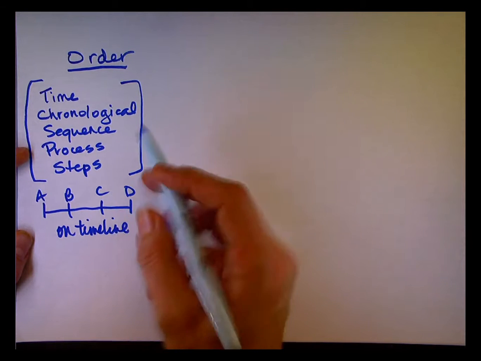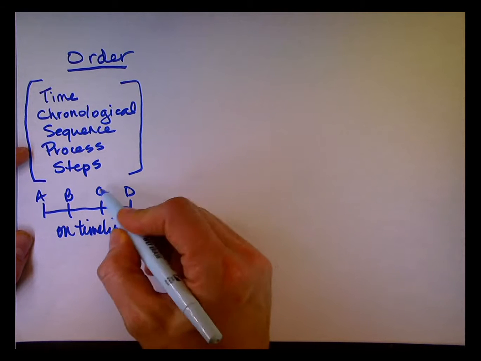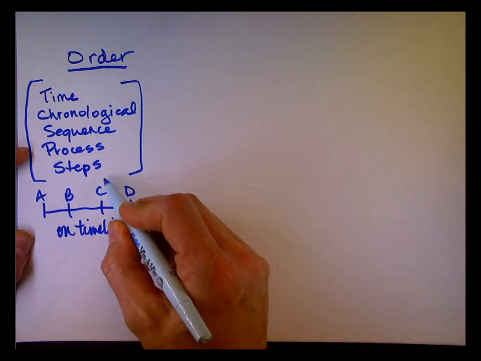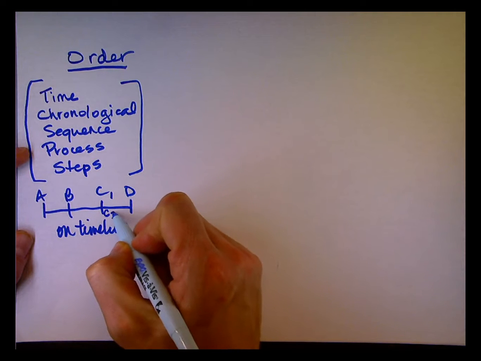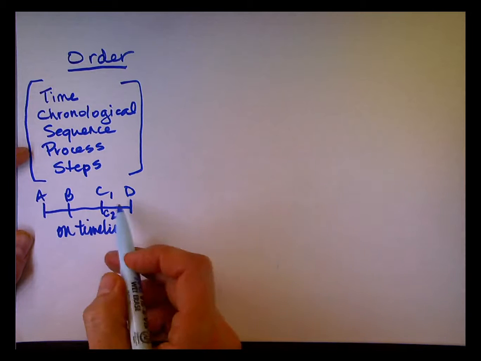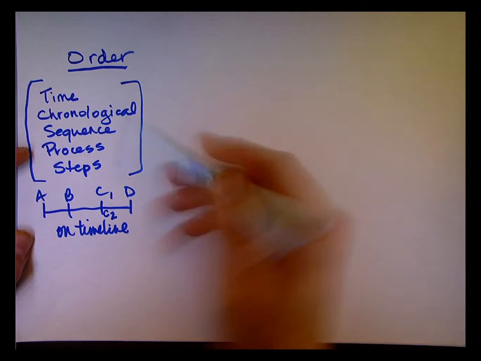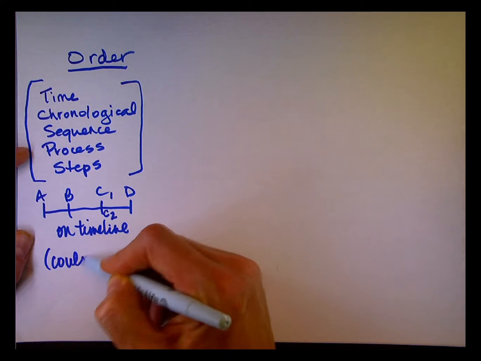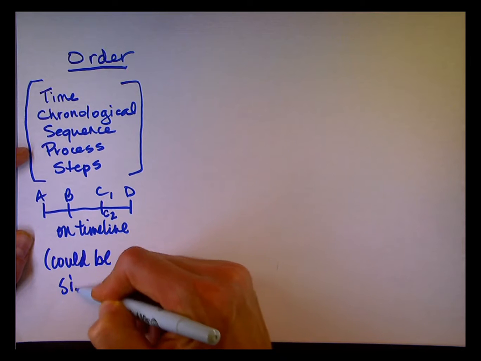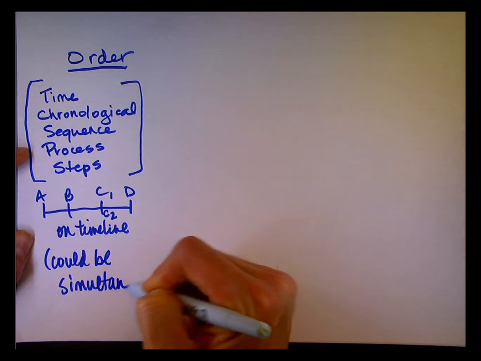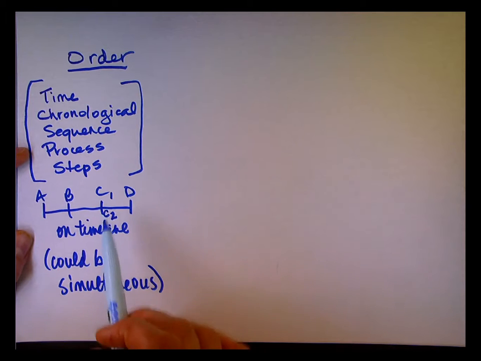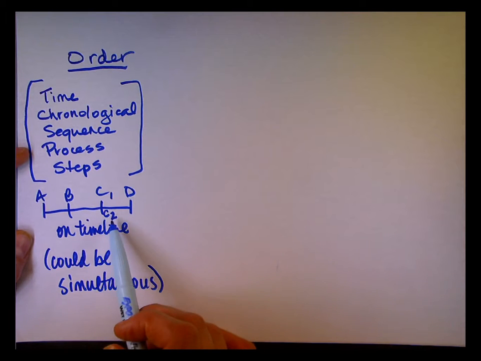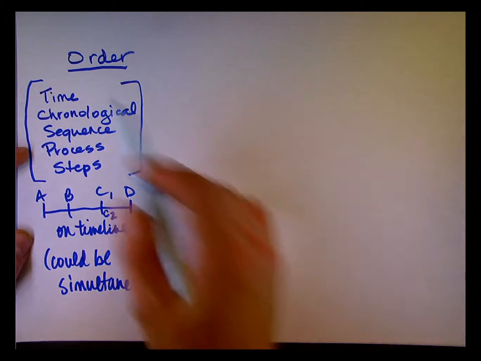And it could happen, like I had mentioned in the other, that two things happen at the same time. So you could have C happening at the same time as, let's call it C1, at the same time as C2. So it does not have to be sequential. It could be simultaneous. So the emphasis is on when the two details happened.